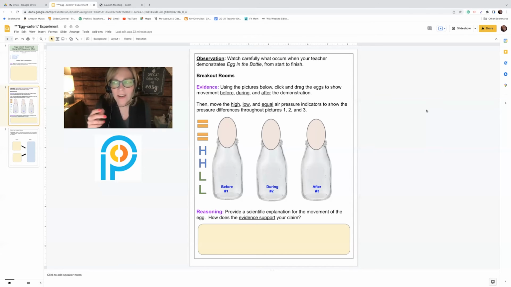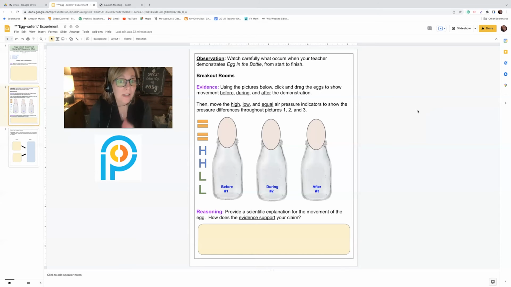So basically what's going on is that air from the inside was heated, warm air rises, and so it wobbled because some of that air escaped, creating a low pressure inside of that jar. And so when you have a low pressure on the inside of the jar and a high pressure on the outside, it pushes that egg into the jar.